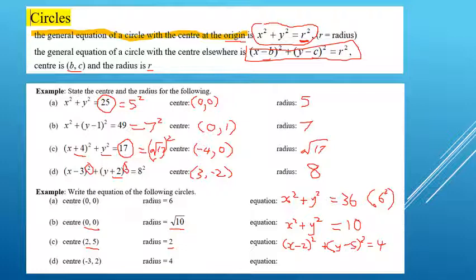And the last one here, the centre is at (-3, 2), so it's moved 3 to the left and up 2, and the radius is 4. So if it's moved 3 to the left, the bracket would look like (x + 3) squared, plus the y part. If it's moved up 2, it'll be (y - 2) all squared, equal to the radius squared. The radius is 4, so it'll be 16.